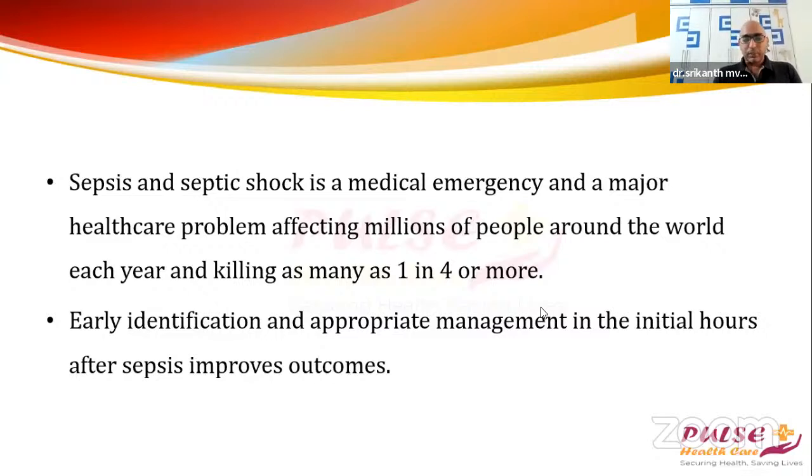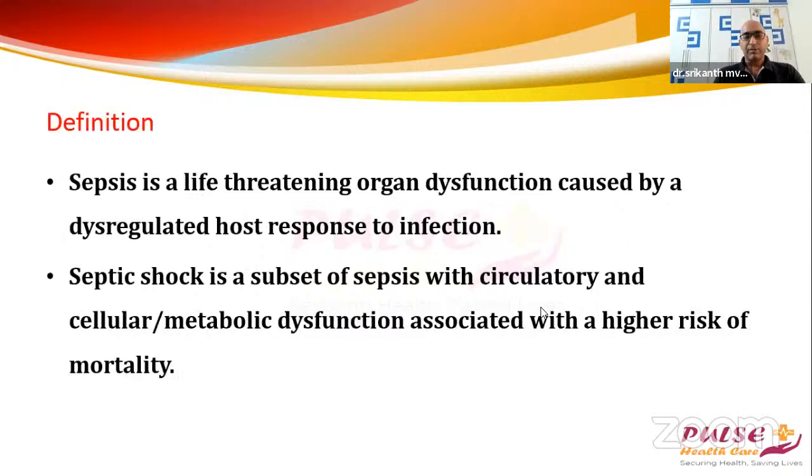So early identification in these kinds of patients and appropriate management in the initial hours after sepsis improves outcomes. The problem with underestimation and underdiagnosis is because of the lack of a clear definition of sepsis in particular. There have been various changes to sepsis definitions. This is the latest definition of sepsis, which is called Sepsis 3. I'll tell you the difference between Sepsis 2 and Sepsis 3 after this.